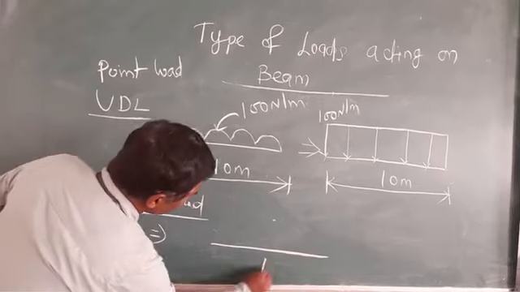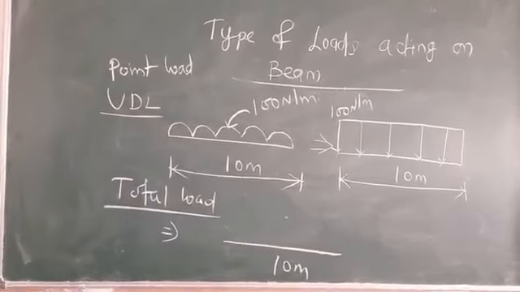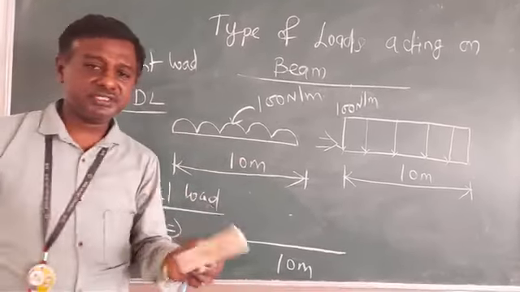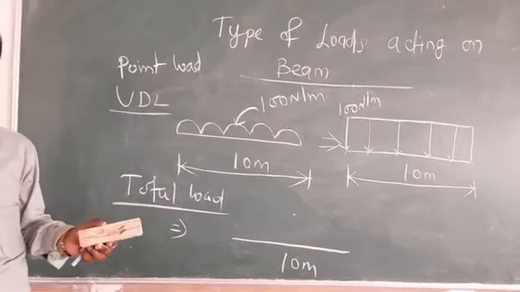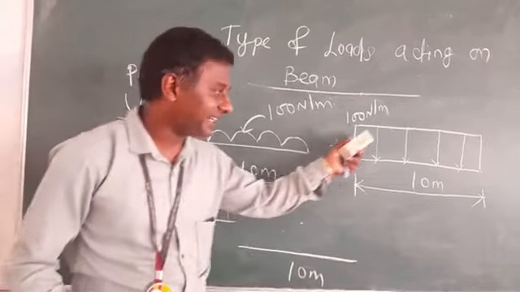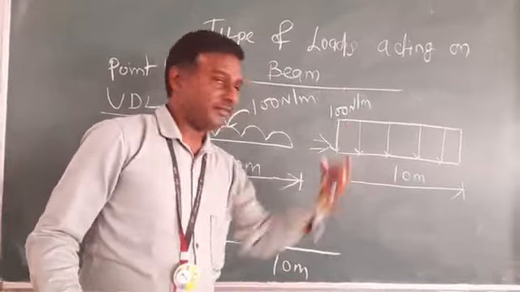Same 10 meter I am taking without support. The area of the geometry will give you the total load. How to find the area? That's the geometry. And I already told, for uniformly distributed load, the geometry is rectangular. So the breadth into this height will give you the area.